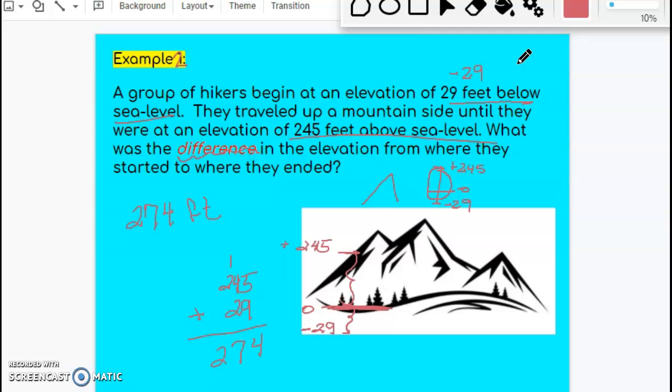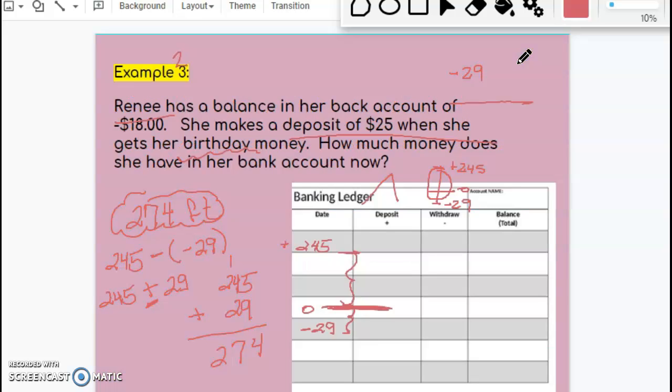If we want to write an equation for this, we can say 245, remember difference means minus negative 29. See, so you're thinking, well, why am I adding if we're subtracting here? Well, remember, when we rewrite it, 245 followed by the opposite of negative 29 is a positive 29. And here we go, that's why we added. So 274 feet. Now let's look at one more example.